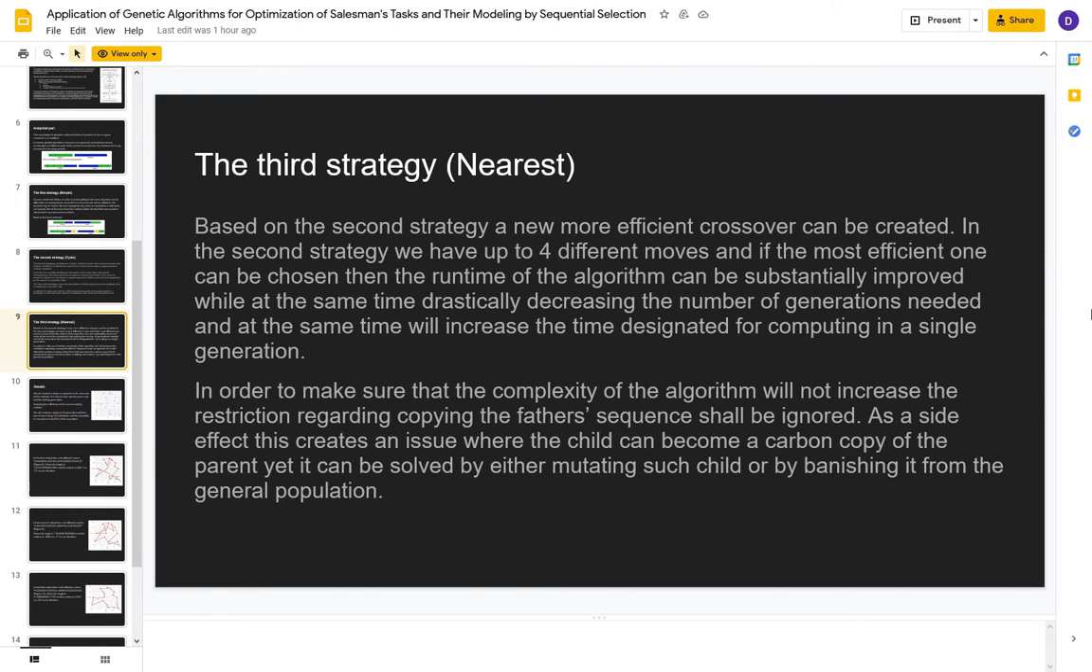The third strategy, nearest. Based on the second strategy, a new, more efficient crossover can be created. In the second strategy, we have up to 4 different moves, and if the most efficient one can be chosen, then the runtime of the algorithm will be substantially improved, while at the same time drastically decreasing the number of generations needed and increasing the time designated for computing in a single generation. In order to make sure that the complexity of the algorithm will not increase, the restriction regarding copying the father's sequence shall be ignored. As a side effect, this creates an issue where the child can become a carbon copy of the parent, yet it can be solved by either mutating such child or by banishing it from the general population.